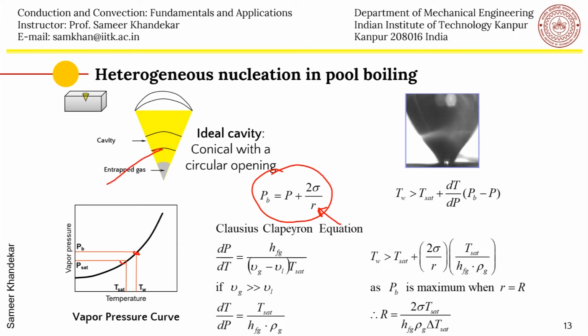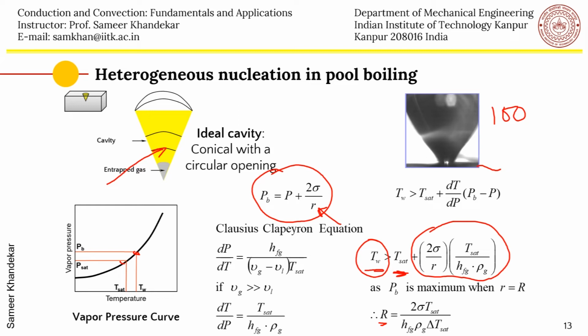So you will always see that if the saturation temperature T_sat is 100, then depending on the radius of a particular cavity, the wall temperature, T_wall, must be higher by a certain degree. So maybe 105 degrees or 106 degrees, depending on the value of 2 sigma by R. R is the radius of the cavity here, the size of this cavity here.